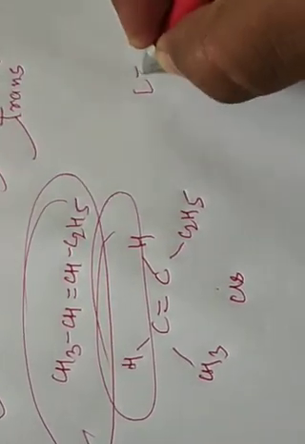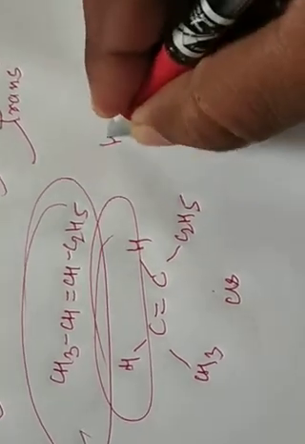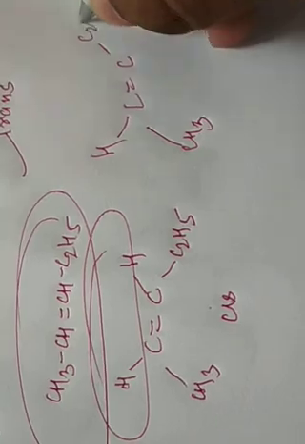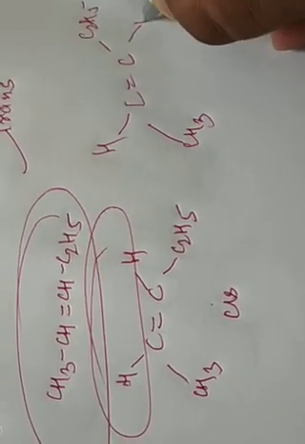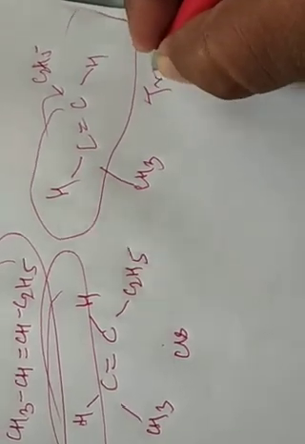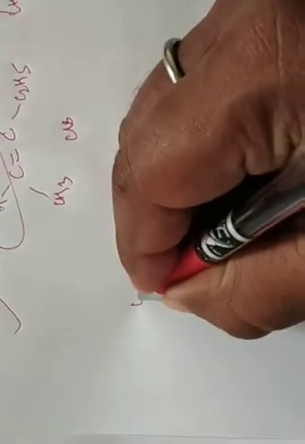On the other side, just change the atoms or groups: C2H5 and H. With H on the diagonal, it means this is trans. Clear? If one group is the same, it also shows geometrical isomerism. Now, geometrical isomerism is only possible for a double bond. Why?